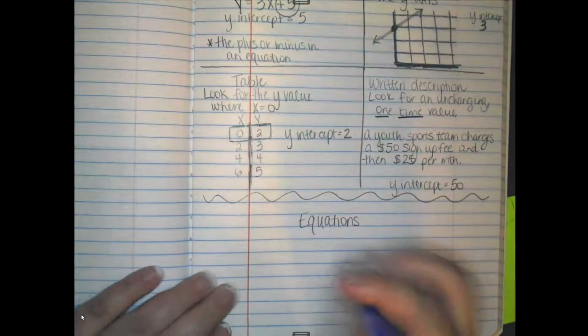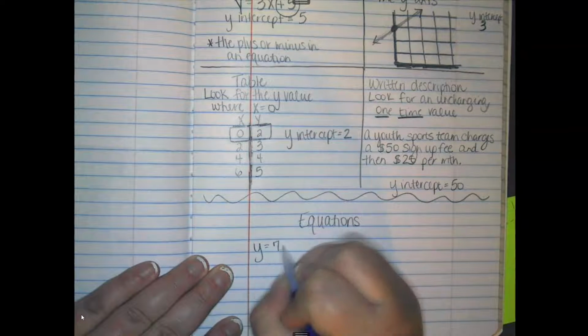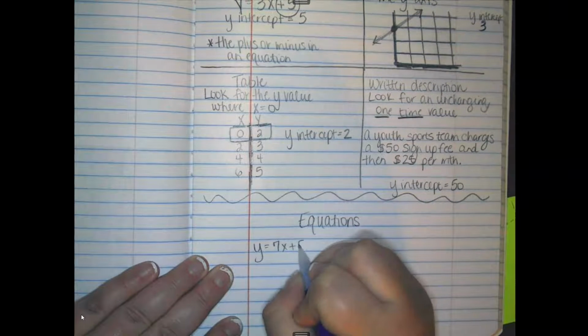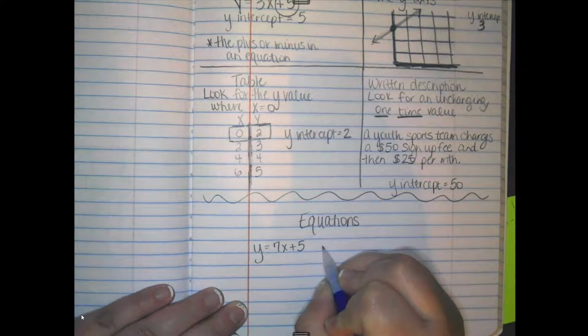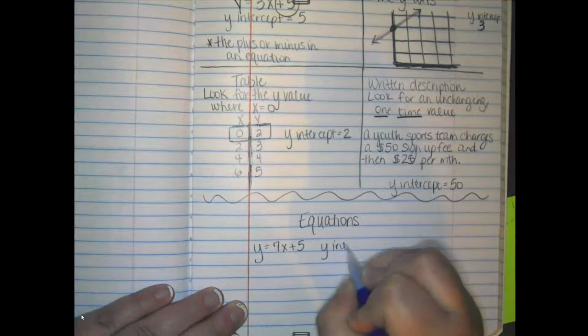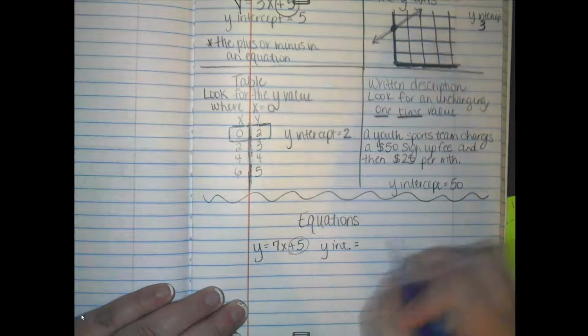Okay, going to look more at equations. So y equals 7x plus 5. My y-intercept here, I'm going to abbreviate y-intercept, is going to be 5 because plus 5.